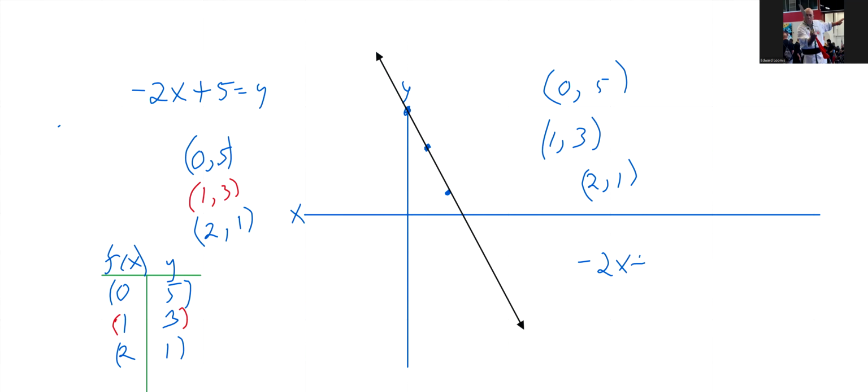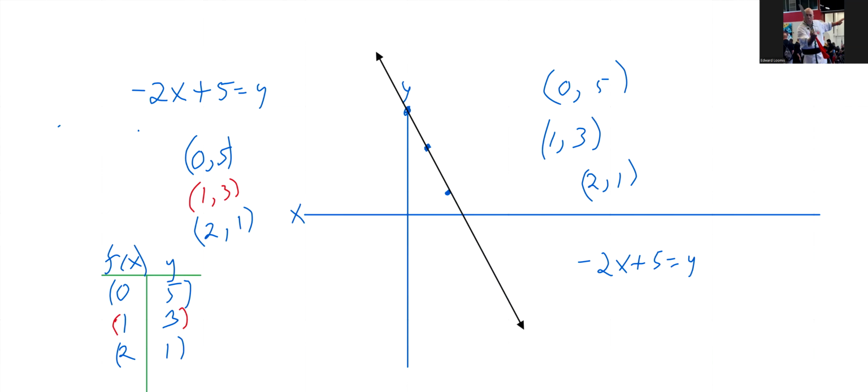Now, I do want to point something out. If you remember last time, I had a 3x, and that 3 was positive, and that slope went up. In this case, my number in front of the x is negative, and this slope is going down. If the number in front of the variable x is a negative number, your slope will always be negative. If the number in front of the x is positive, your slope will always be positive.